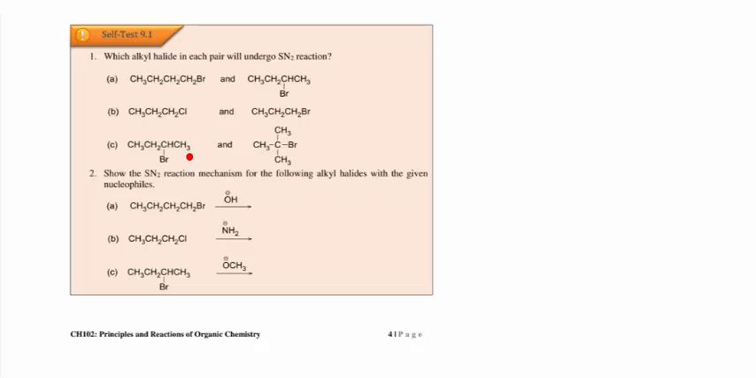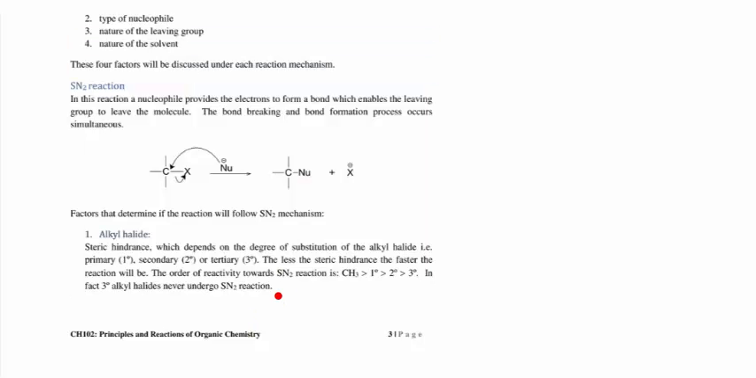Okay, part C, you have a secondary alkyl halide and a tertiary alkyl halide. Tertiary alkyl halides are alkyl halides where the bromine, or the halogen in general, is bonded to an alpha carbon which is not bonded to any hydrogen atoms at all. So that's a tertiary alkyl halide. Of the two, we already know from alkyl halides that secondary alkyl halides never undergo SN2 reaction.